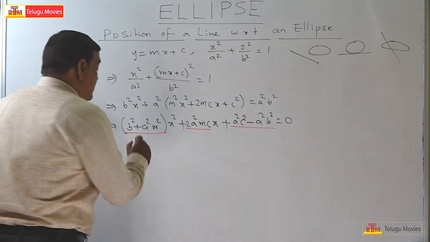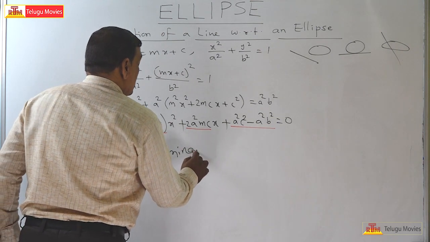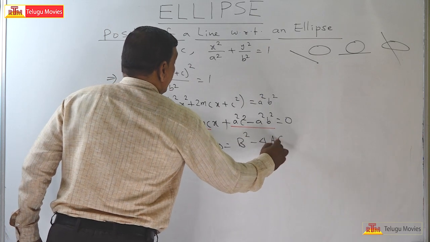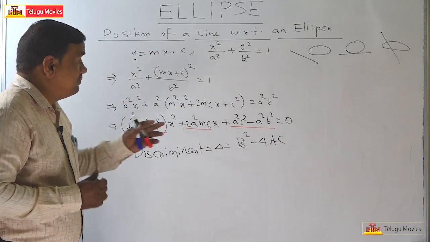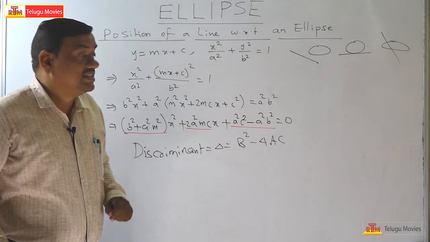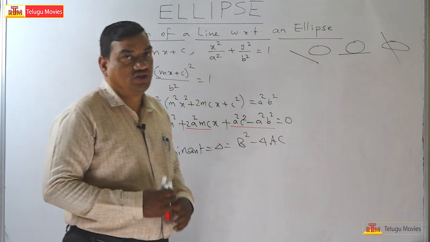So here the discriminant, delta, is equal to b square minus 4ac. Depending upon this b square minus 4ac value, if it is greater than 0, the third case arises. If it is equal to 0, second case. If it is less than 0, first case.